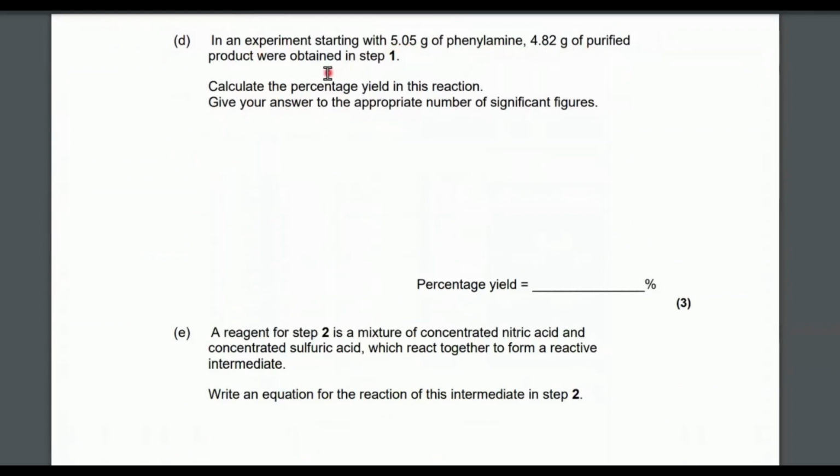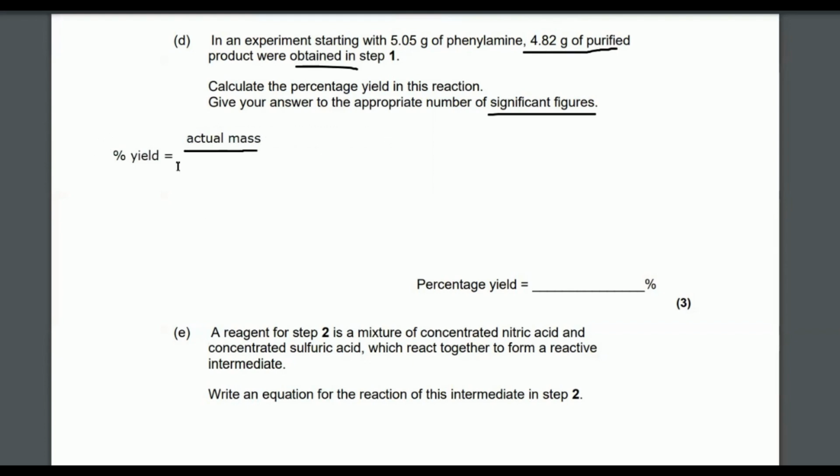Okay, the figure here is repeated. We've got the same reaction mechanism we looked at before, the exact same reaction mechanism from the start of the question. In an experiment starting with 5.05 grams of phenylamine and 4.82 grams of purified product were obtained in step 1. Calculate the percentage yield in this reaction. Give your answer to the appropriate number of significant figures.